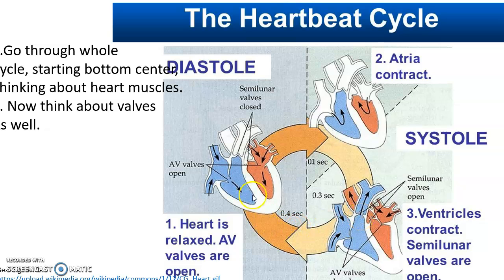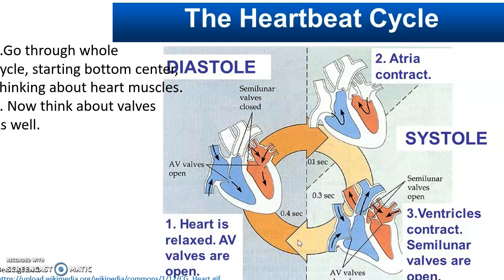Okay? And this represents the timing. If this whole circle, this whole cycle, is one heartbeat, half of it is relaxation, diastole. 0.1 second, okay, this brief little moment here is atrial contraction. And then a slightly longer moment, but still less than half, is ventricular contraction. All right, so we looked at all the heart muscles during this heartbeat cycle.